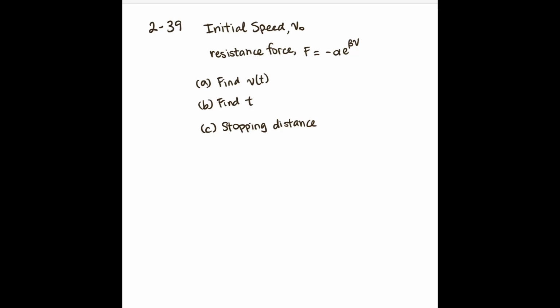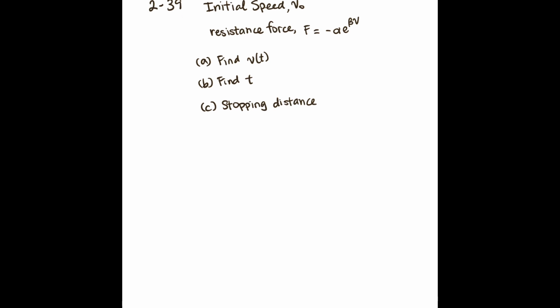We'll be solving Classical Mechanics by Thornton and Marion, Chapter 2, Problem 39. We're given that a boat has some initial speed v0 and that it's resisted by a force of negative alpha times e to the beta v. We need to find the velocity as a function of time, and find the time and the distance for the boat to stop. So we want to start by drawing a picture.